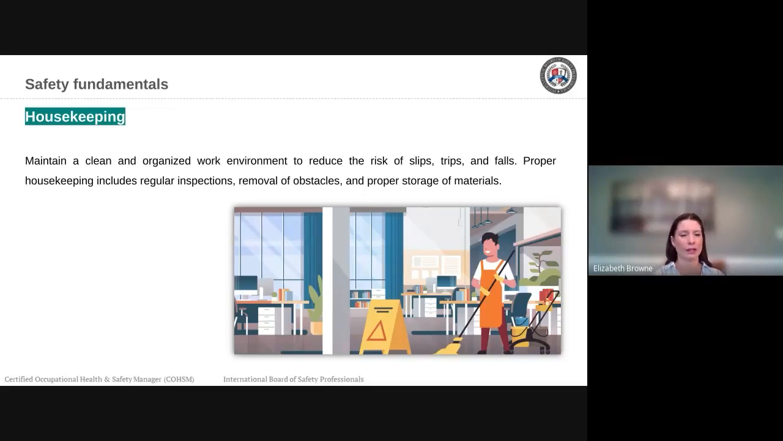Housekeeping is quite a significant safety fundamental. You will see housekeeping referenced in many health and safety regulations and standards. But what this generally means is that we have a way to ensure that our workplace is clean and organized, and having an effective housekeeping system helps to reduce the risk of slips, trips, and falls in the workplace. It also can help to reduce risk of accidents related to material handling, like with forklifts, cranes, and manual material handling, having employees carry things themselves. And proper housekeeping will include having regular inspections, removal of obstacles, and having areas where we have proper storage of materials.